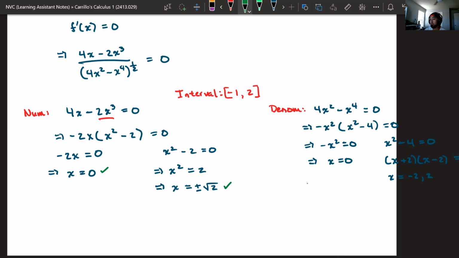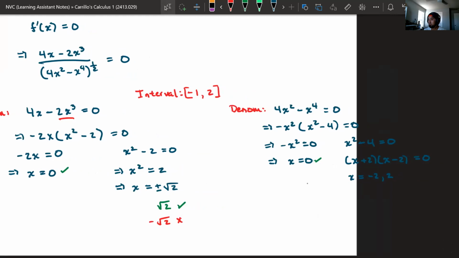So one of them is not. Positive square root of 2 works. Negative square root of 2 does not work. And we've already checked 0. And then our last ones: -2 is outside of our interval, and +2 is within our interval.